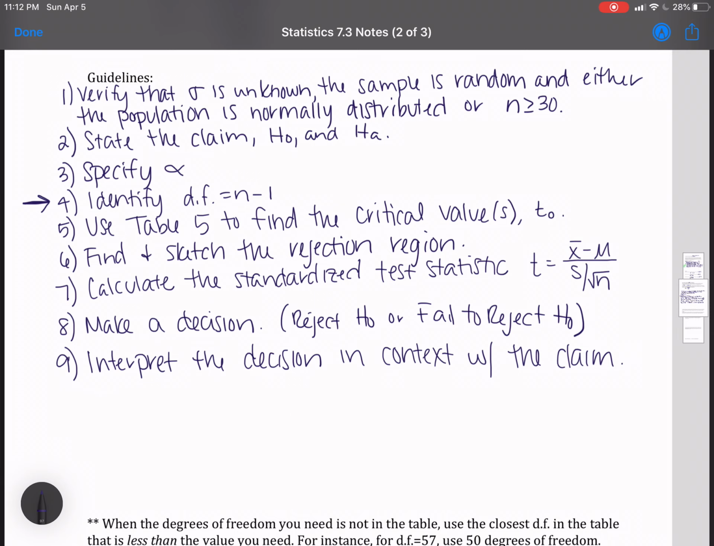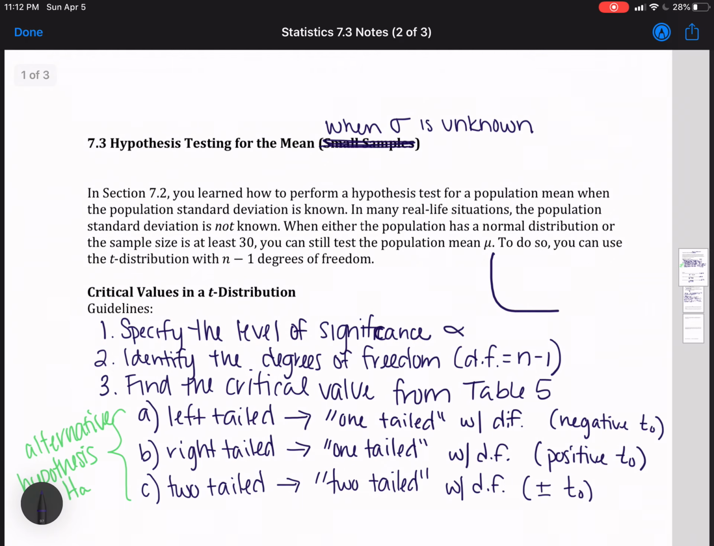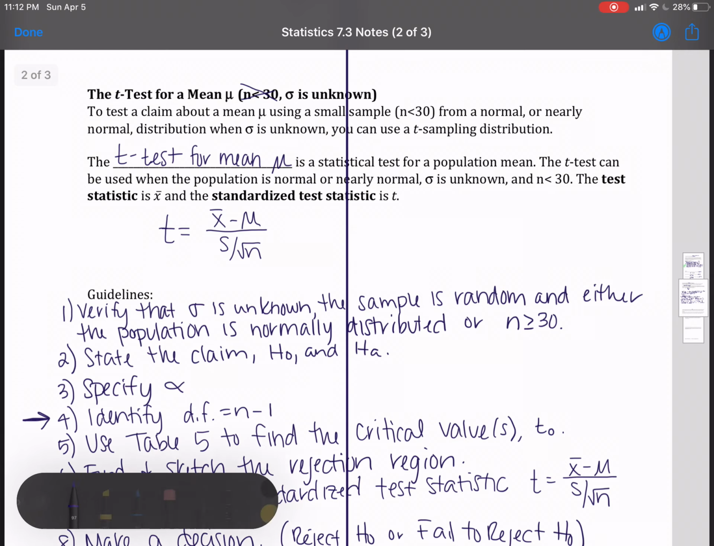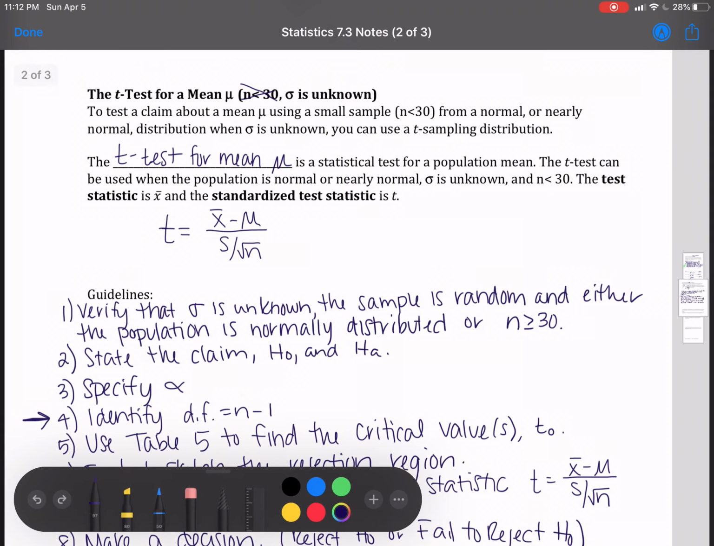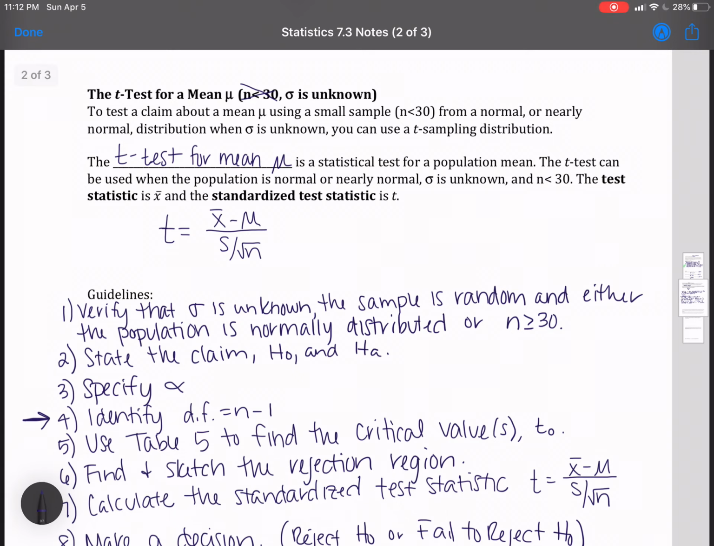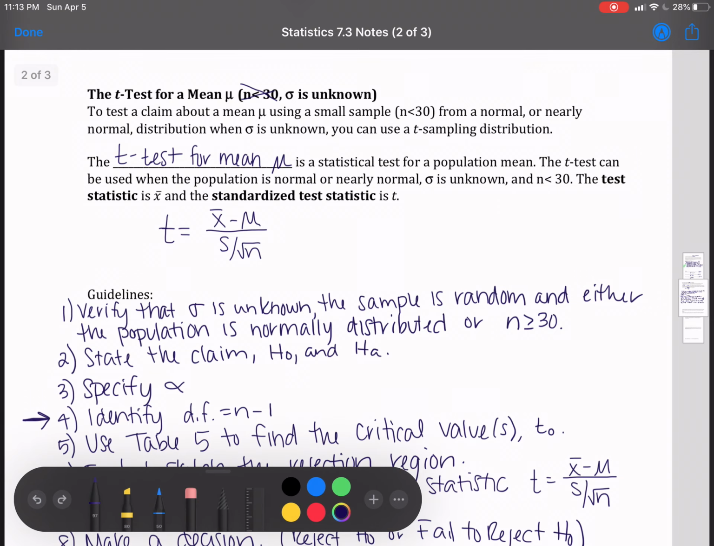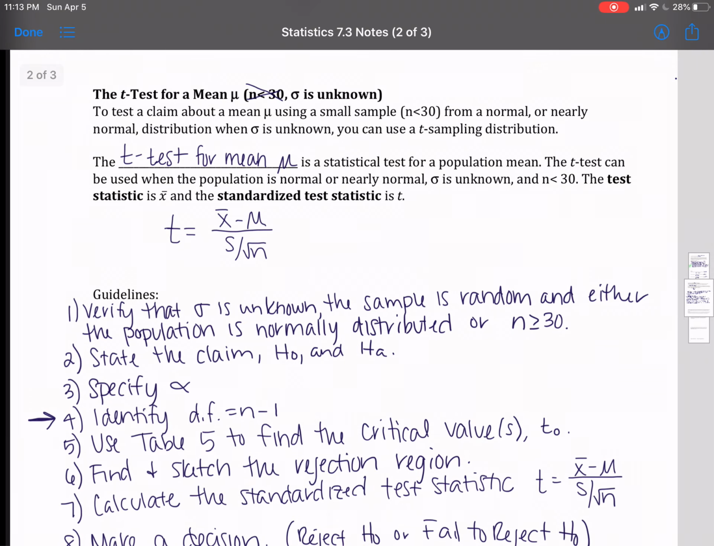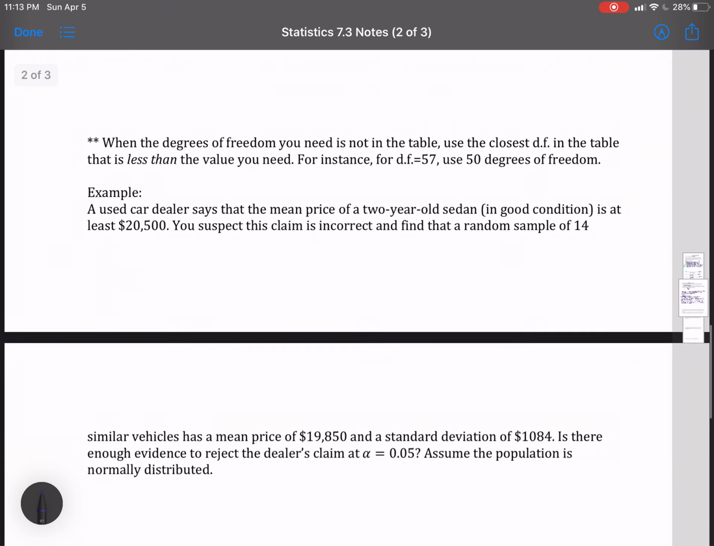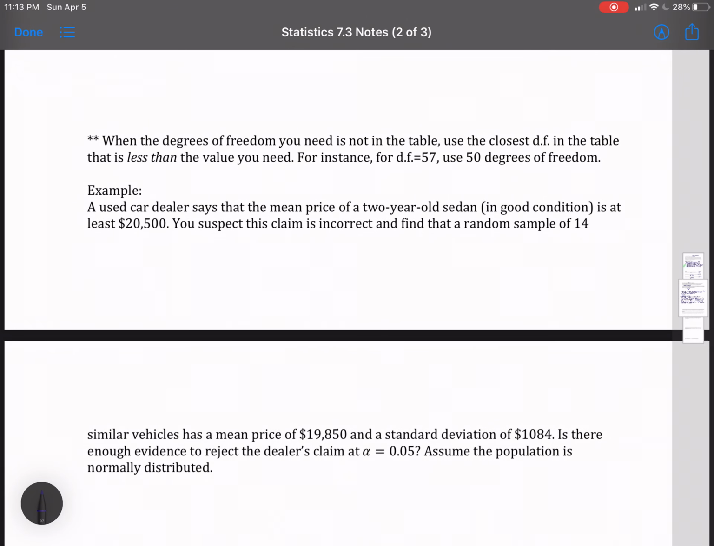When the degrees of freedom you need is not in the table, use the closest degrees of freedom in the table that is less than the value you need. For instance, for degrees of freedom 57, use 50 degrees of freedom. You shouldn't run into that issue, but just in case, I wanted you to remember that.